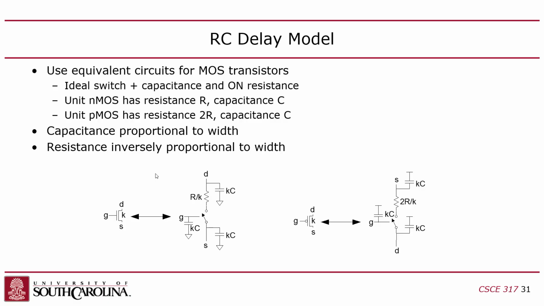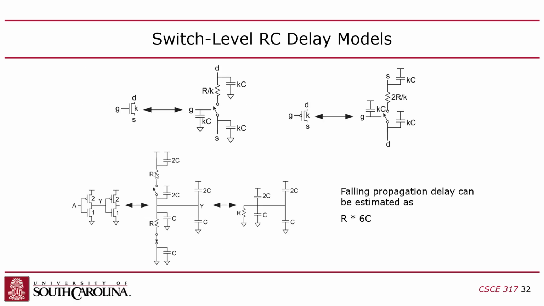Then the capacitance, you got capacitance on the gate, and you got capacitance on both source and drain because those are diffusion areas and they're reverse bias diodes, right? Okay, so check this out. Let's say I have an inverter. I got an inverter. Oh, one other thing, I forgot to mention this.